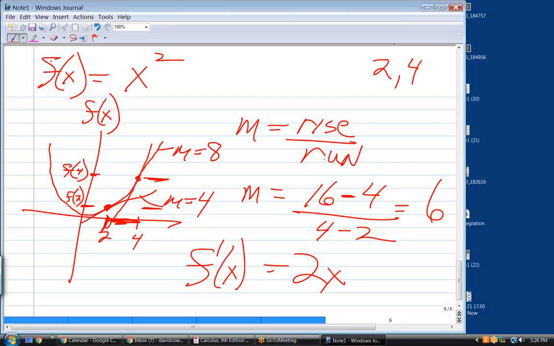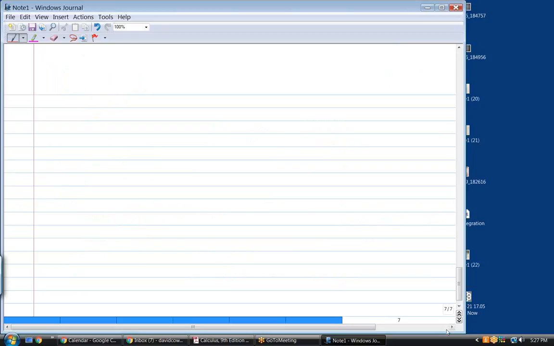Calculus is all about instantaneous rates of change, which you can't get from precalc, because rise over run is 0 over 0. Right. So you have to use calculus to figure out instantaneous stuff. Okay. All right.